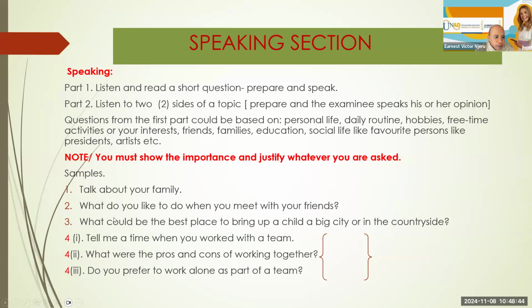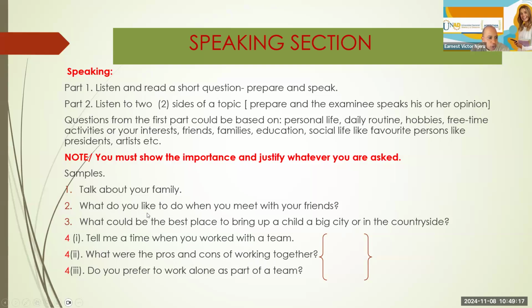Talk about your family. What do you like to do when you meet with your friends? What could be the best place to bring up a child, a big city or the countryside? Tell me about a time when you worked with a team. What were the pros and cons of working together? Do you prefer to work alone or as part of a team? These are typical questions, especially for the Aptis. Even numbers 1 and 2 are also typical questions for the iTEP.